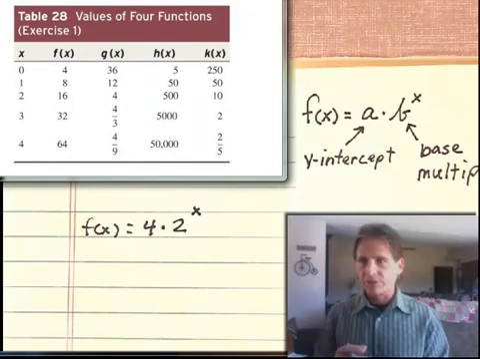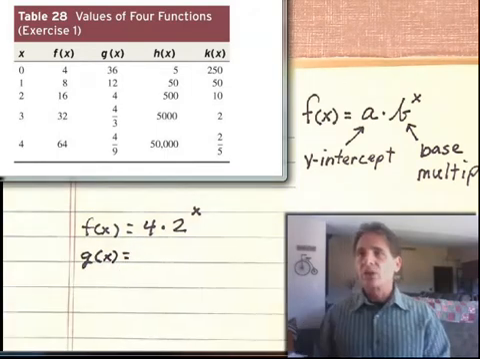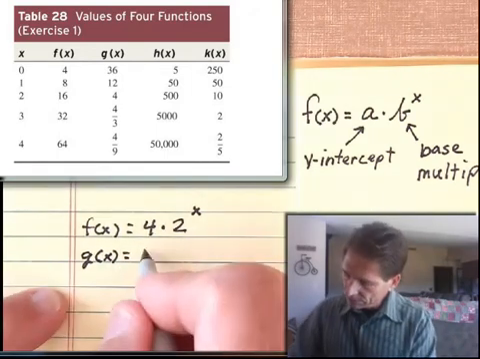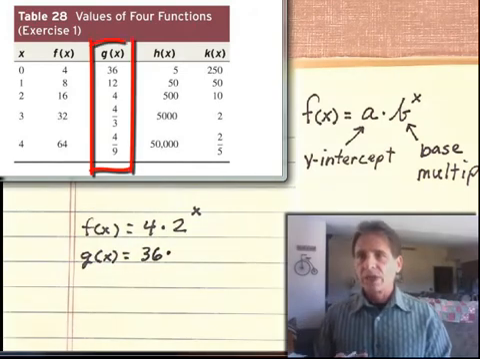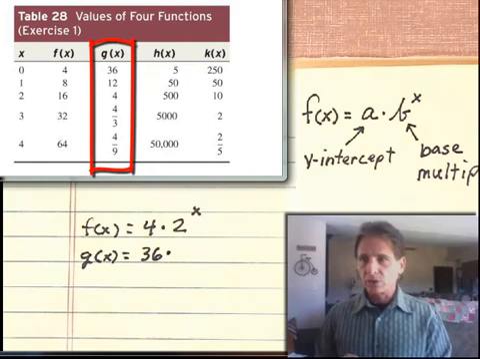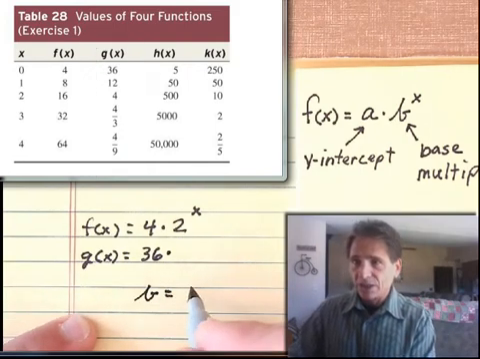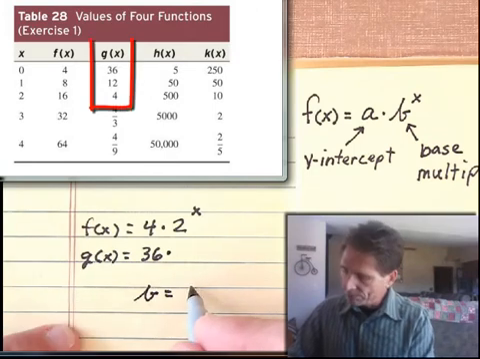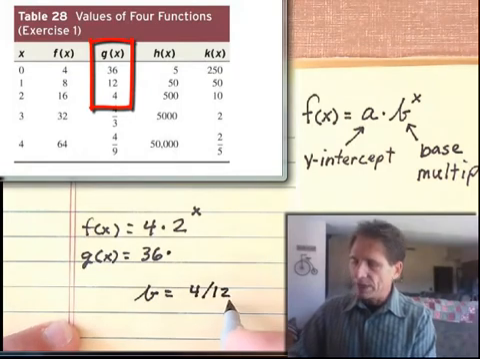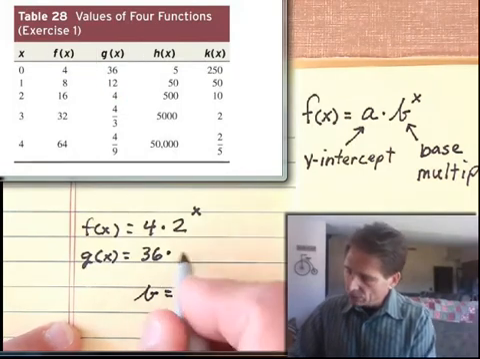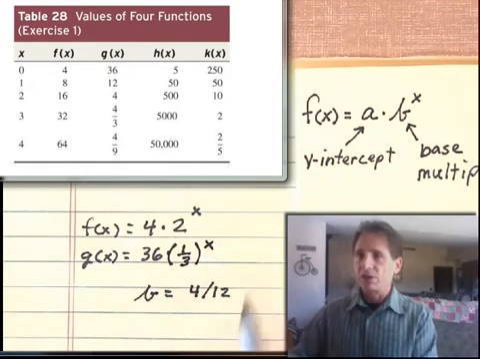Next, let's look at g of x. On g of x, obviously the y-intercept is 36. The base multiplier may not be quite as obvious. You're going from 36 to 12 to 4, etc. Now, don't forget, you can always find the base multiplier by taking a number, for example, I'll take 4, and dividing it by the previous number, which was 12. 4 divided by 12 is 1/3. Therefore, that is the base multiplier. I'll put it in parentheses. So there's g of x.